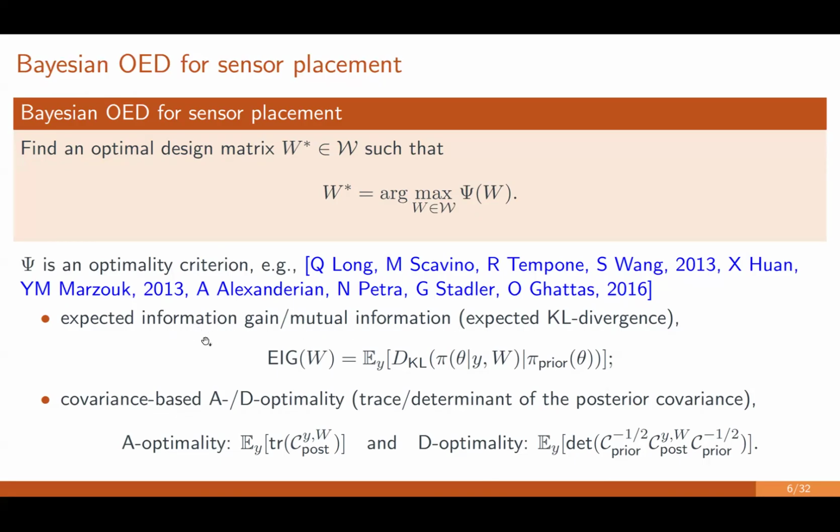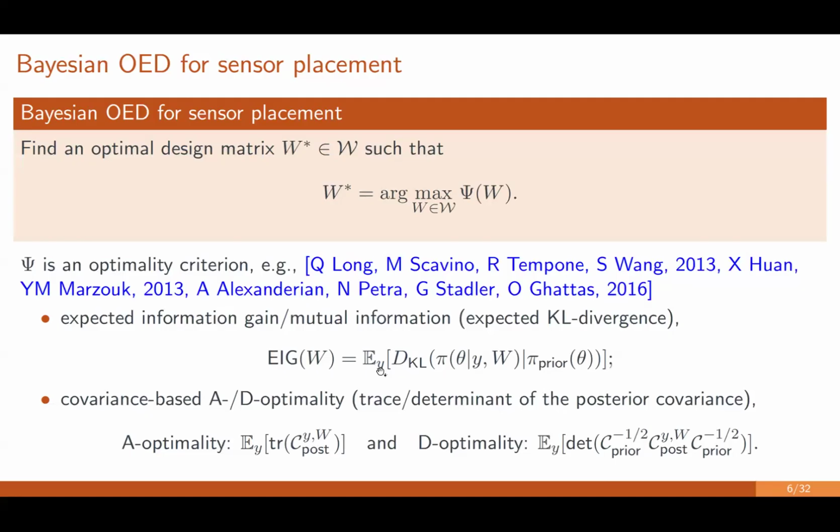So one of the criteria here you can see is expected information gain, where W is our design matrix, Y is our data, and theta is our parameter. So we have a posterior here, and we have a prior distribution. We want to measure the difference between them, the Kullback-Leibler divergence between this prior and posterior, and then we can take the average with respect to our data.